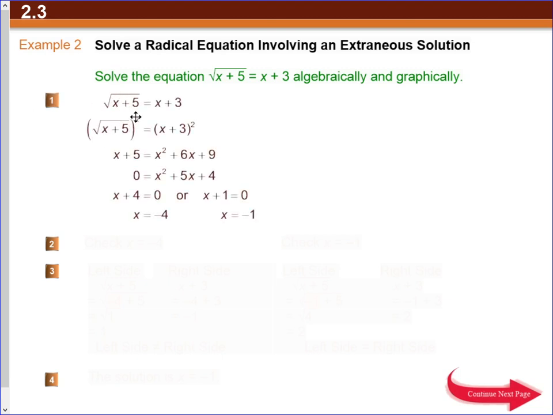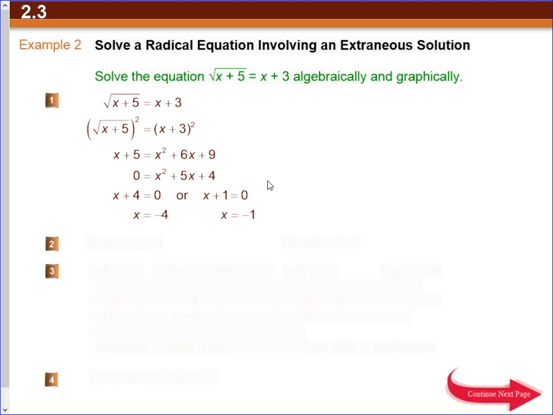Start off with the same thing. We have the square root of x plus 5 is equal to x plus 3. Square both sides. After we've squared both sides, we have x plus 5 on the left side and x squared plus 6x plus 9 on the right side because, perfect square and all. Then putting everything on one side, or subtracting the x from the left side and 5 from the left side, we get a more simplified answer of x squared plus 5x plus 4 is equal to 0.